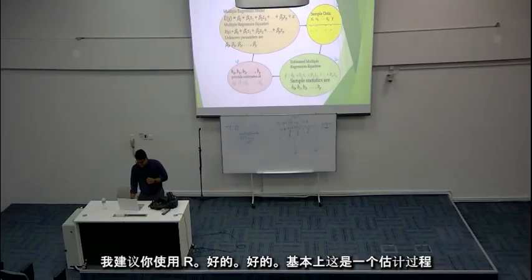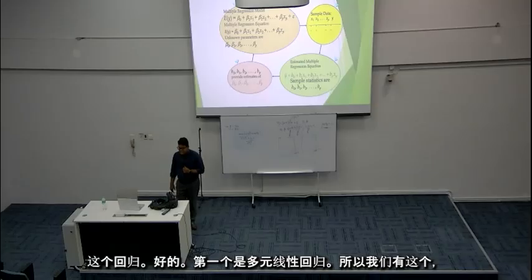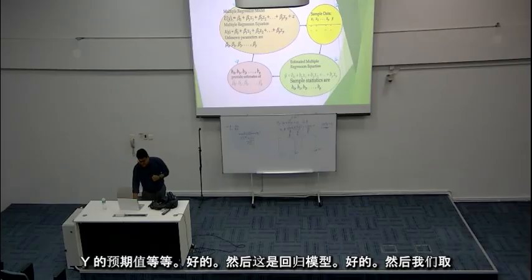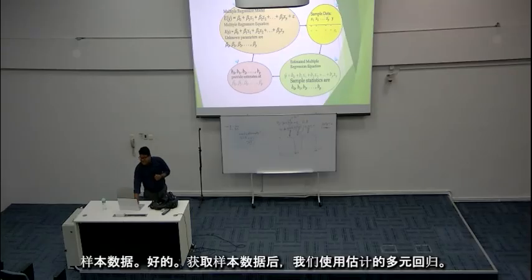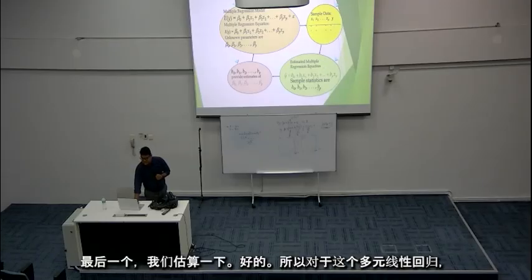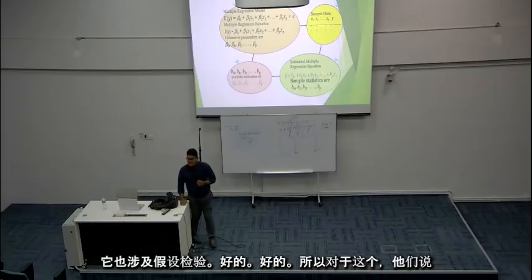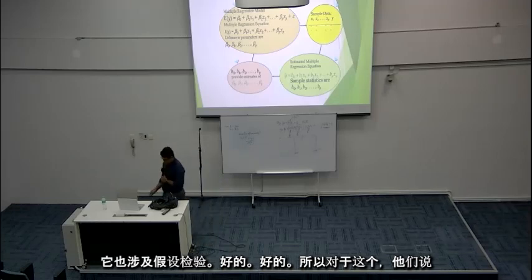Basically, this is the estimation process for this regression. The first one is the multiple linear regression, where we have the expected value of y and so on. Then this is the regression model. Then we take the sample data, and after we take the sample data, we use it to estimate the multiple regression. For this multiple linear regression, it also involves hypothesis testing as well.